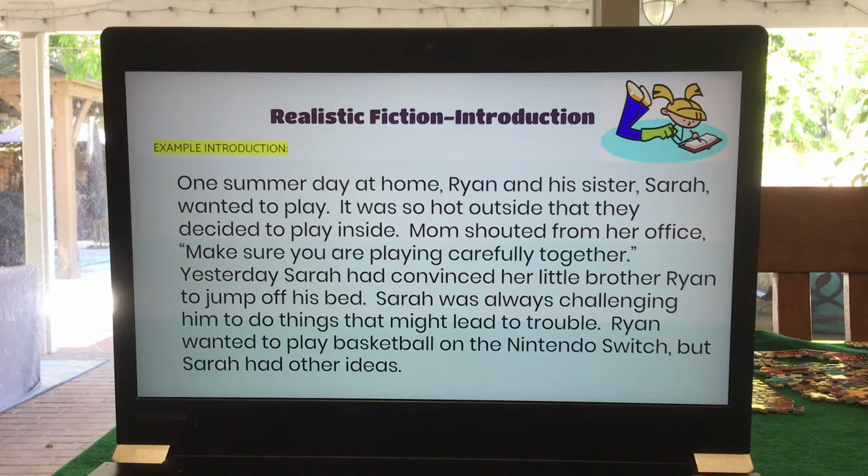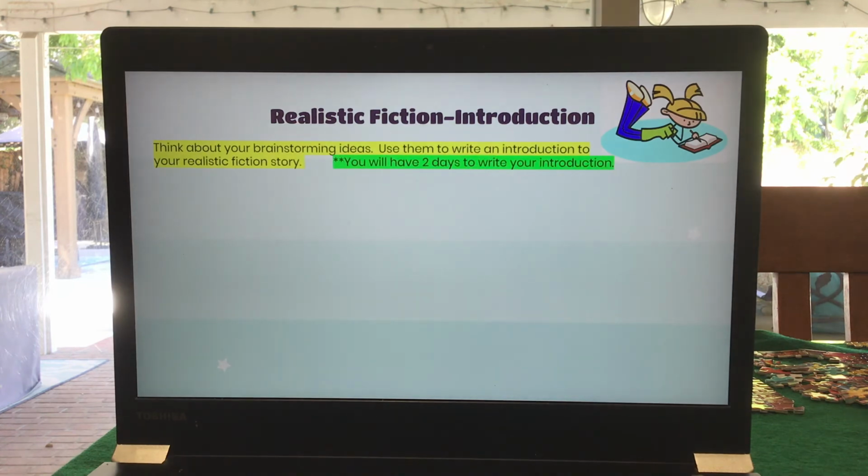So see how that kind of lets you in on who the characters are, Ryan and Sarah, who are brother and sister. What is the setting? It's a hot summer day. Kind of gives you a little bit of insight to their characters. Sounds like Sarah might be someone who likes to get into a little bit of trouble maybe, and Ryan, not so much, but it's his sister, and maybe he wants to do what she says. And it says Sarah has other ideas, so that lets me want to read more of the story. So see what you can do on your own introduction today. You're going to have 2 days to work on your introduction, so don't feel like you have to get it all done today.